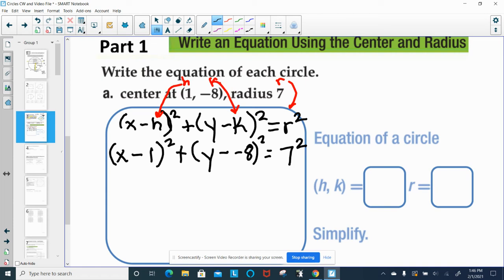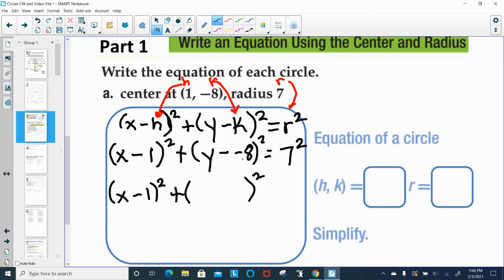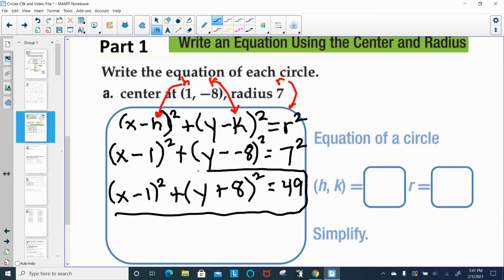So we are almost done writing the equation of the circle, believe it or not. The only thing that we have to do is deal with the double negative. When I subtract a negative, that becomes a positive. And when I take 7 and I square it, that's like saying 7 times 7. So that's 49. So we are done. We have done what they asked us to do. We have written the equation of a circle.